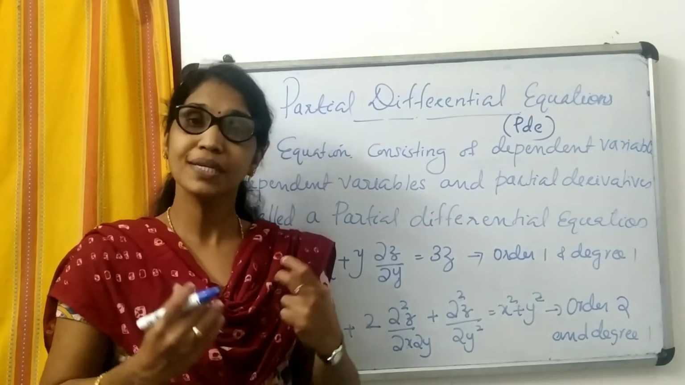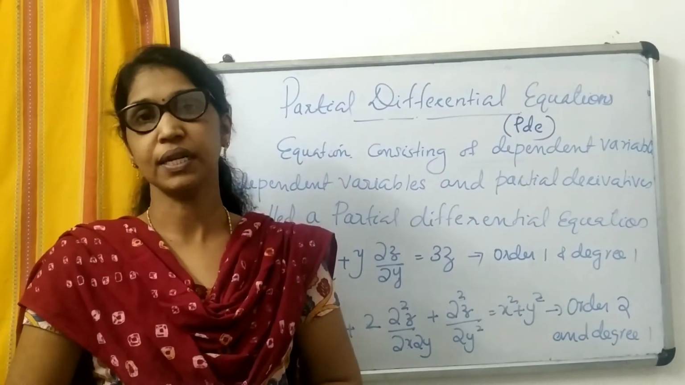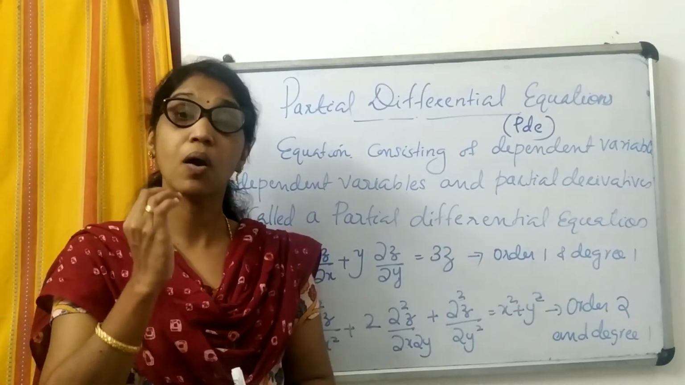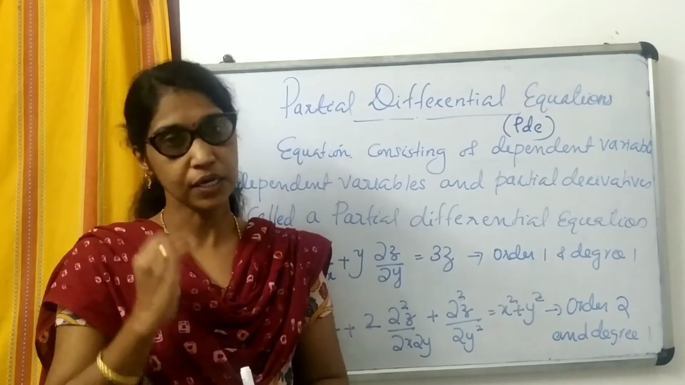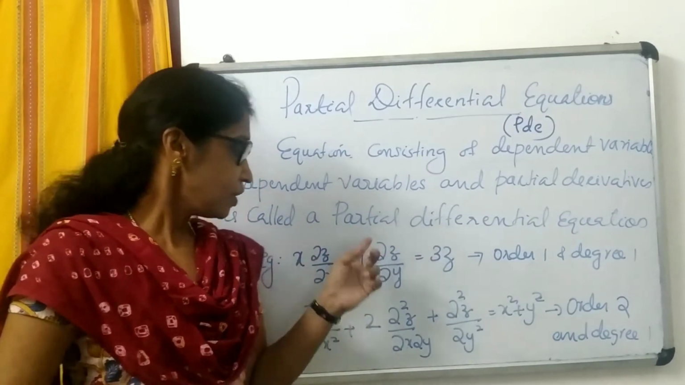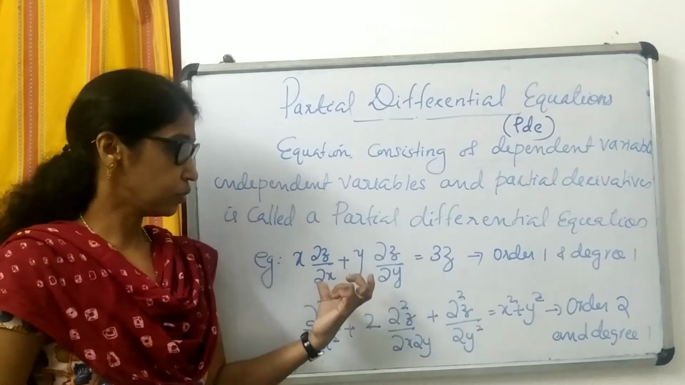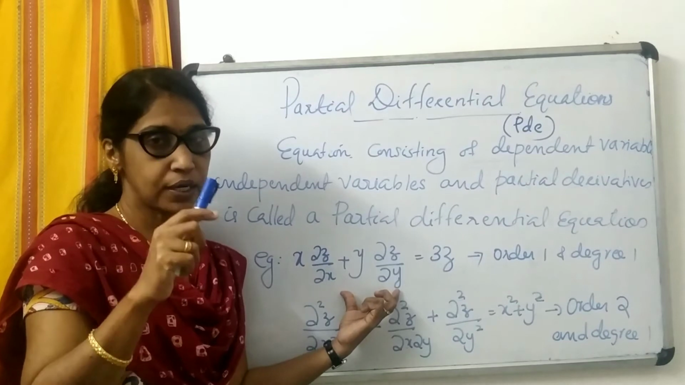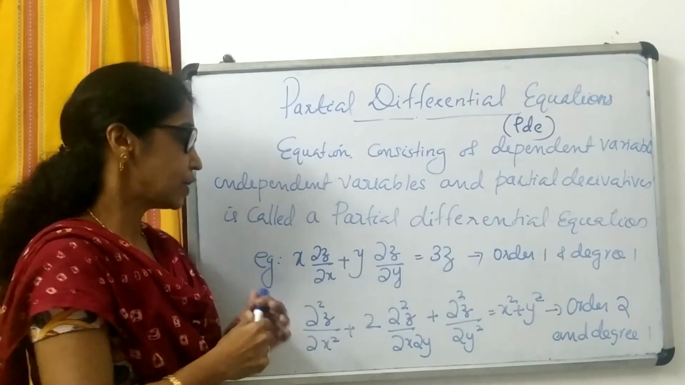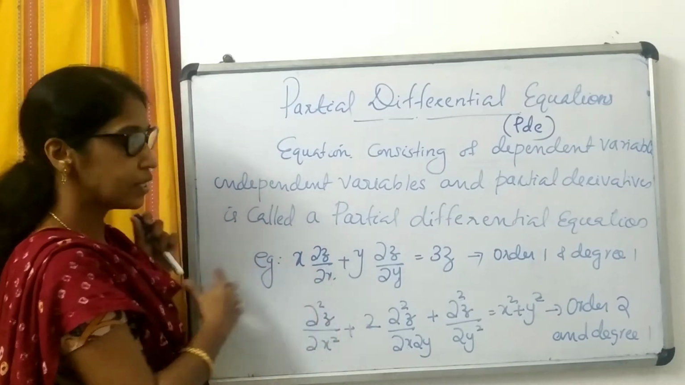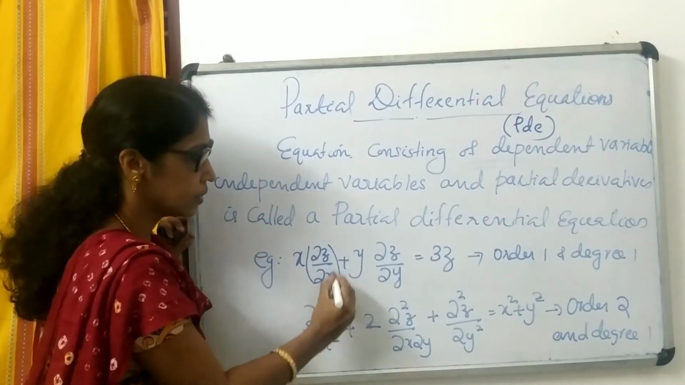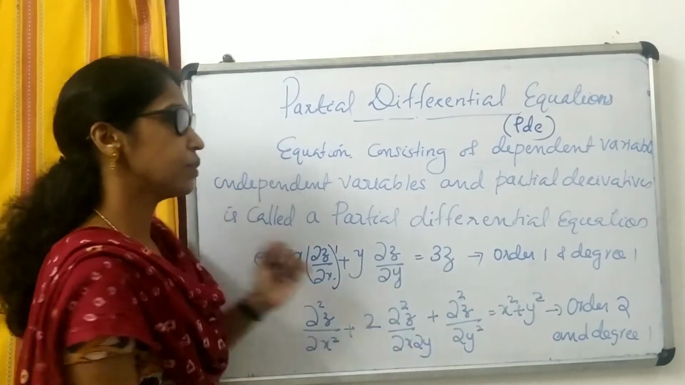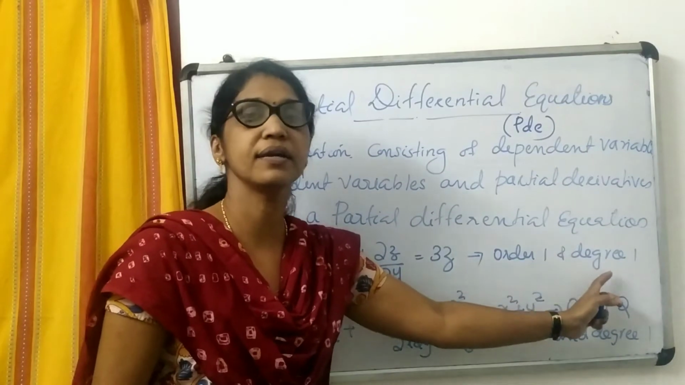Now, what is the degree of a partial differential equation? The degree of a partial differential equation is the degree of the highest order derivative in that equation. Look at the first equation. The order is 1, and the degree of the highest order derivative is 1. So the degree of this partial differential equation is 1. Order is 1 and degree is 1.